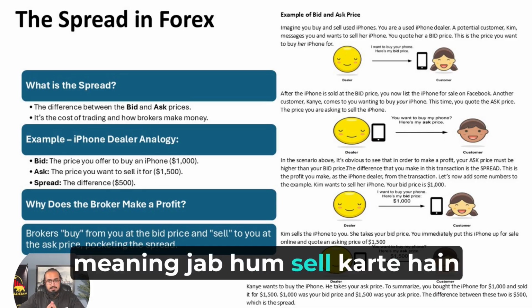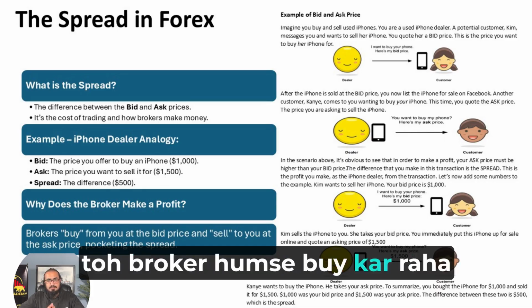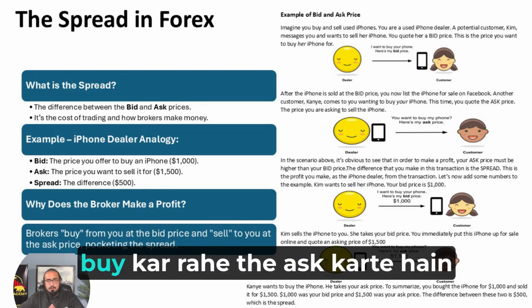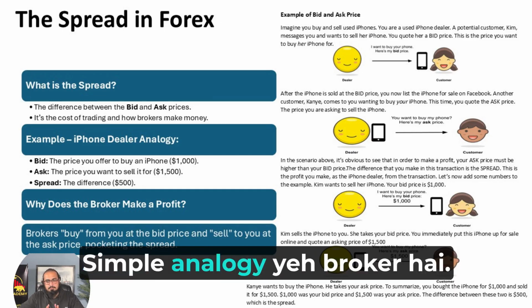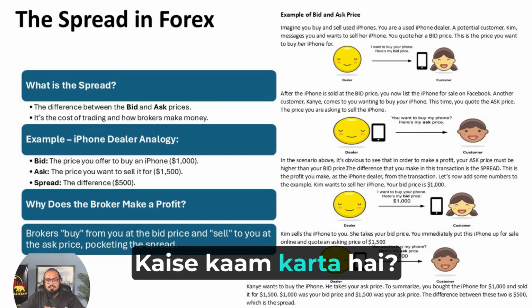So when we bid, when we sell, the broker is buying from us cheaply, and when we buy, we ask, the broker is selling to us at their profit. Simple analogy of how a broker works.